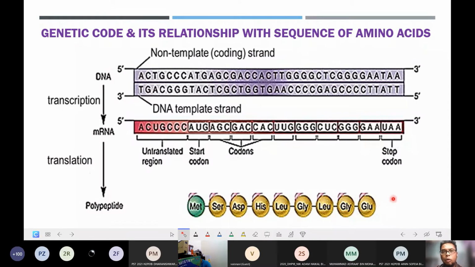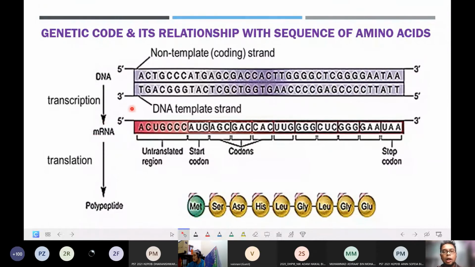But before we focus on protein synthesis, let's look at the relationship between the genetic code and the sequence of amino acids. This also has something to do with the central dogma, in which we should know that the DNA, which contains the genetic information in the form of a sequence of nitrogenous bases, can be copied through the process of transcription, and this will produce the mRNA.